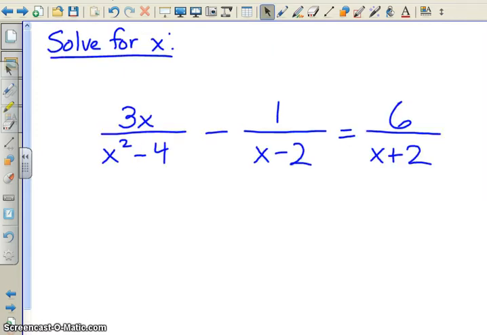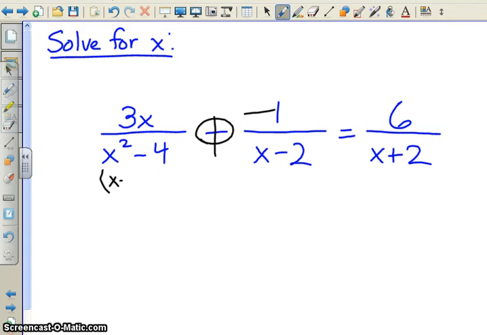Lastly, let's solve this equation involving fractions. So the first thing that I notice is on the left side of this equation, I am subtracting two fractions. Now I'm going to do two things. I'm going to add the opposite to change that into a plus sign. And now, knowing that I'm adding or subtracting these two fractions, I need a common denominator.